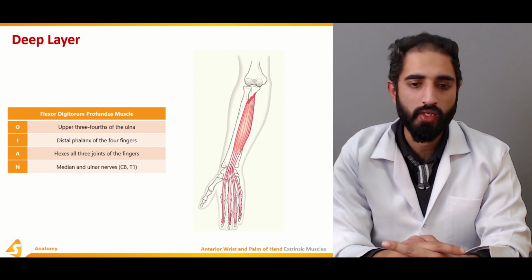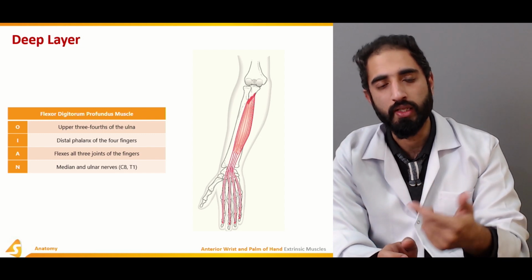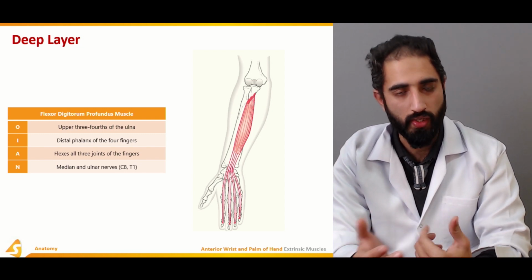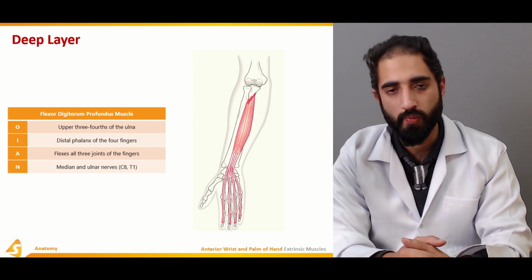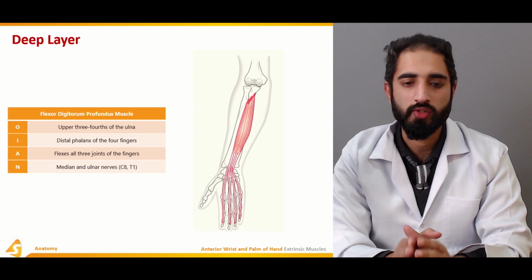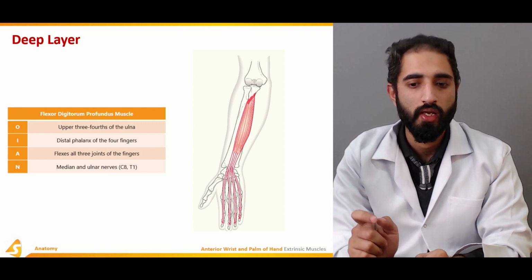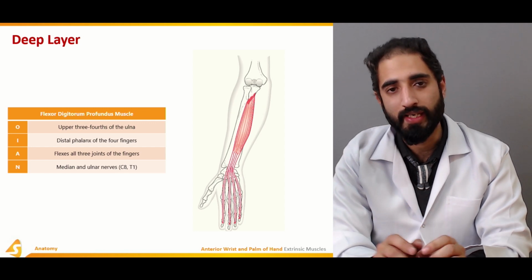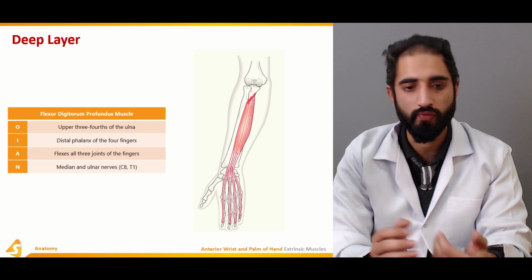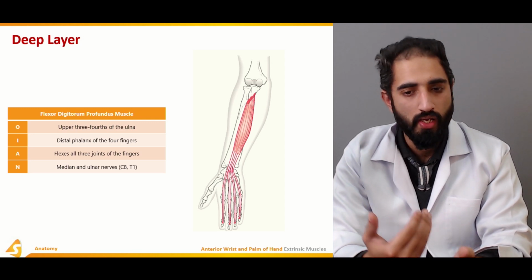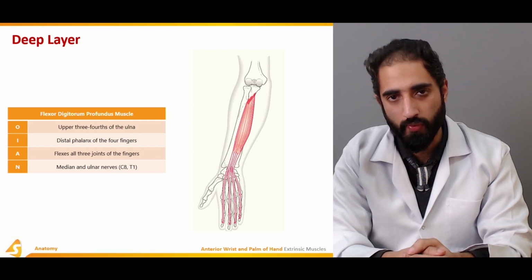Talking about the origin, it is the upper three-quarters of the ulna, so it is not crossing the elbow joint or the humeroradial joint, and the insertion is on the distal phalanx of the four fingers. So this can actually flex the distal interphalangeal joints as well, unlike the flexor digitorum superficialis. So the function is at the level of the proximal interphalangeal, distal interphalangeal as well as the metacarpophalangeal joints.